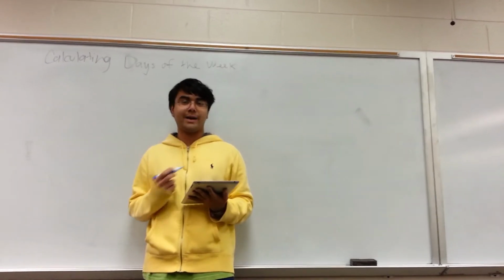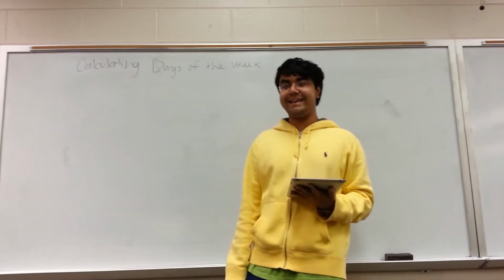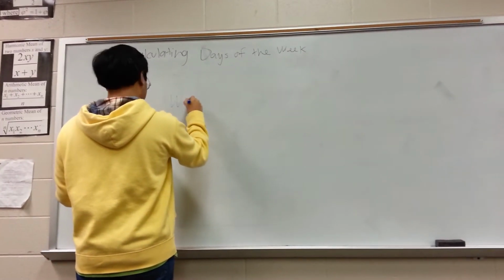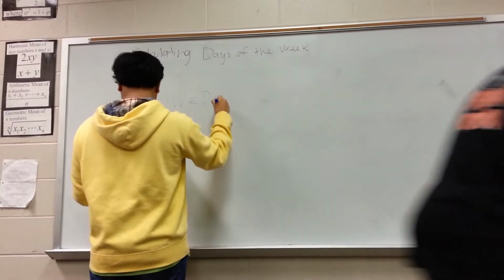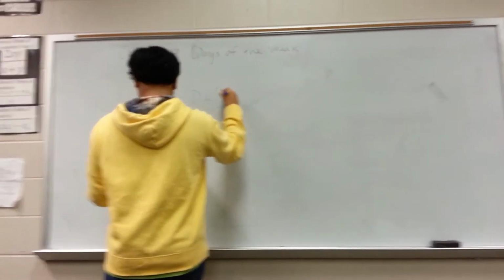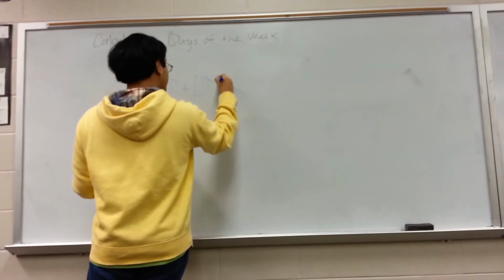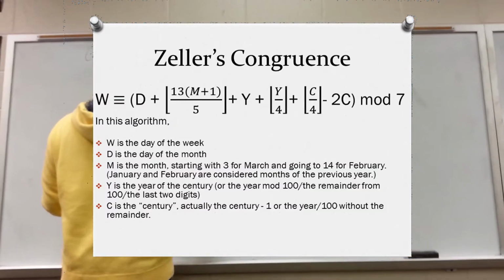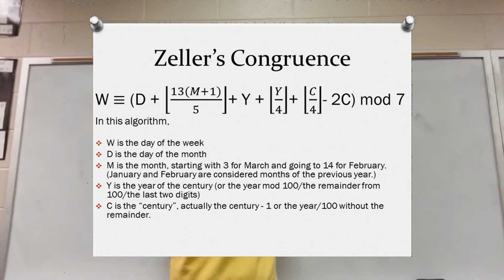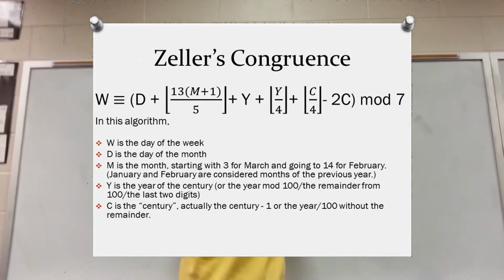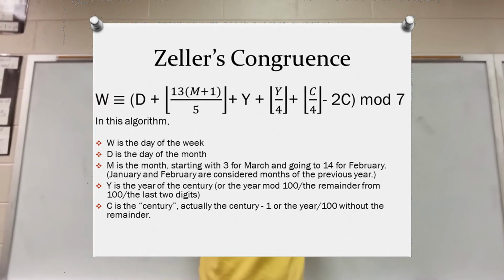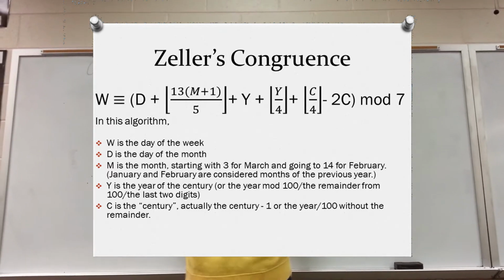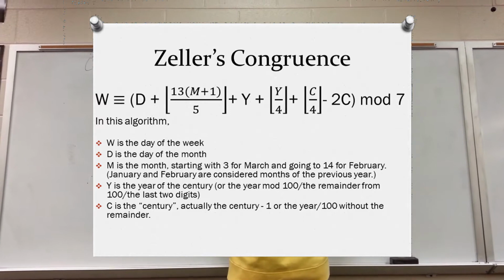The main idea of this lesson is that by using simple methods, we can calculate where in the cycle each specific date falls. The method that corresponds most closely to the international standards is known as Zeller's congruence. W equals D plus ⌊13(m+1)/5⌋ plus y plus ⌊y/4⌋ plus ⌊c/4⌋ minus 2c, all mod 7.